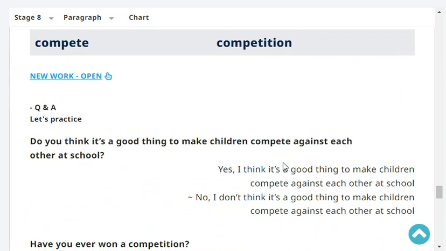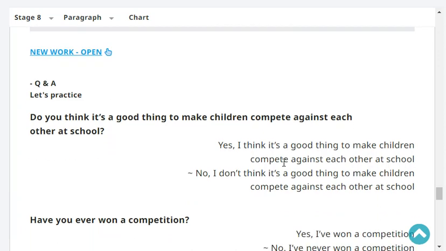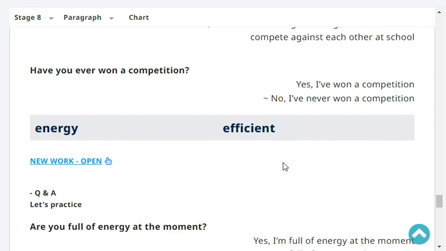Do you think it's a good thing to make children compete against each other at school? Yes or no? Yes, I think it's a good thing to make children compete against each other at school. Very good.